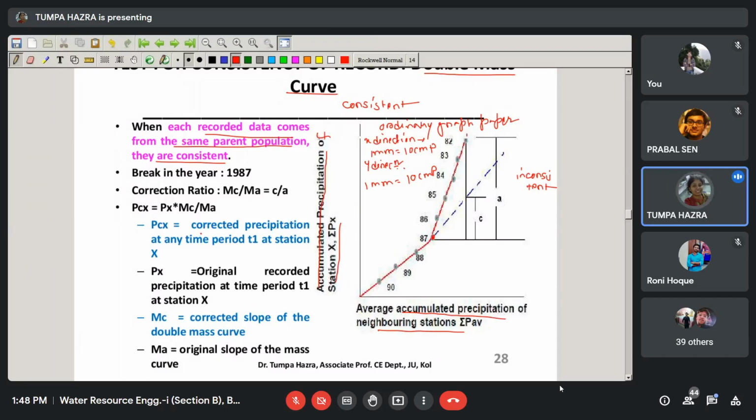Okay, so corrected precipitation at any time period t1 at station x will be equal to the original recorded precipitation at time period t1 at station x multiplied by the correction factor. Now what is the correction factor? Correction factor is the corrected slope of the double mass curve divided by the original slope of the double mass curve.